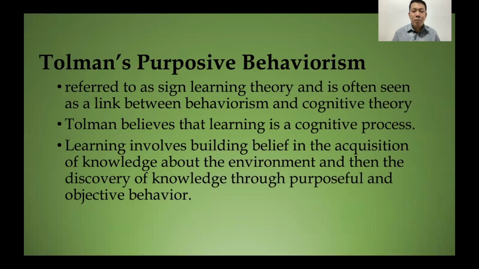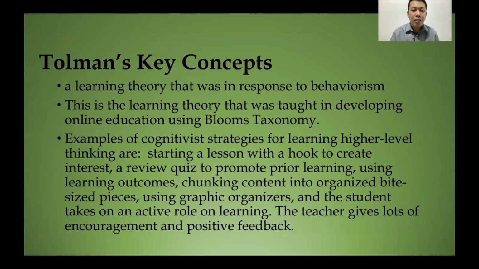Tolman's purposive behaviorism is referred to as sign learning theory and is often seen as a link between behaviorism and cognitive theory. So Tolman believes that learning is a cognitive process. When we speak of cognitive process, we're talking about the knowledge part, the mind part. That means learning is a process done by the brain or by the mind. So learning involves building belief in the acquisition of knowledge about the environment and then the discovery of knowledge through purposeful and objective behavior.